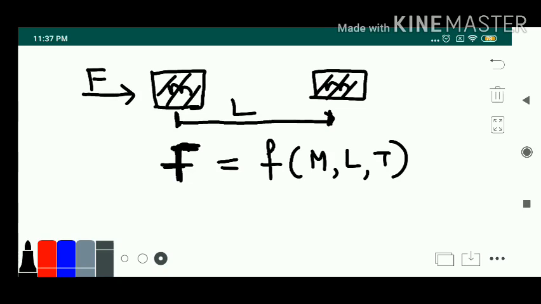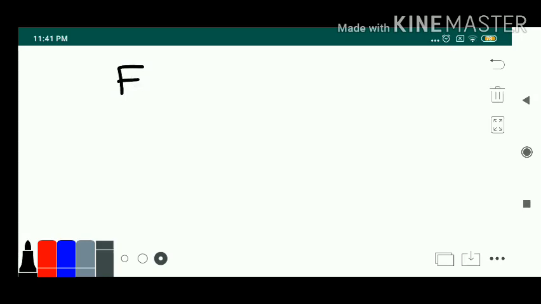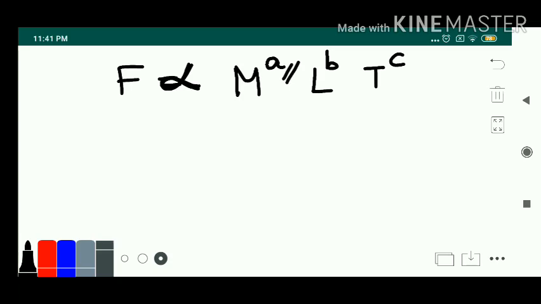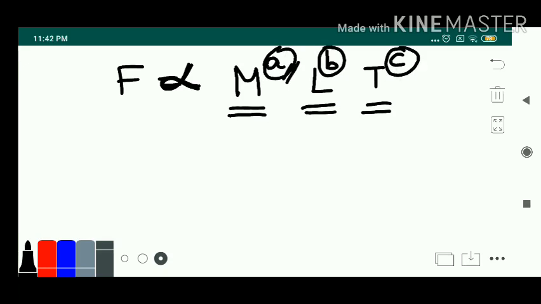Now this function F can be written in another form, which you have learned earlier. Rather than equal to, let's make it proportional. So F is proportional to mass, and I will take an exponent a, I don't know its value, then L raised to b and T raised to c, right? I don't know the values of the exponents of m, l and t, that is a, b and c. That is my job here.